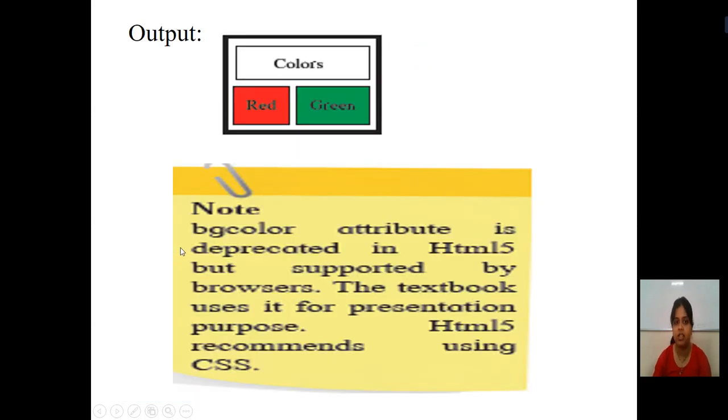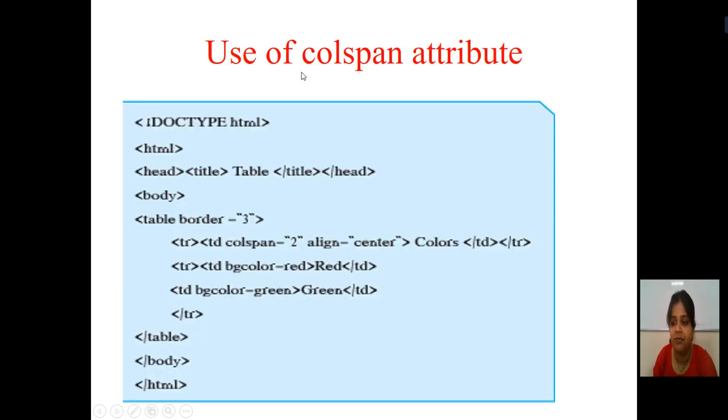Of the colspan. See here, students, there were two columns created, but in the first row we have combined the two columns, and one single column is made, and we have given the name for that column as colors. So here the name is colors. Understood?